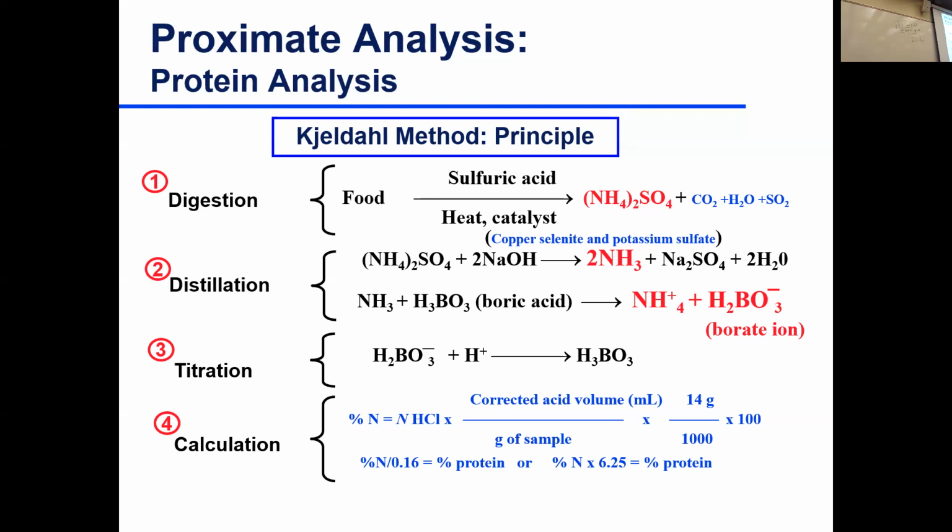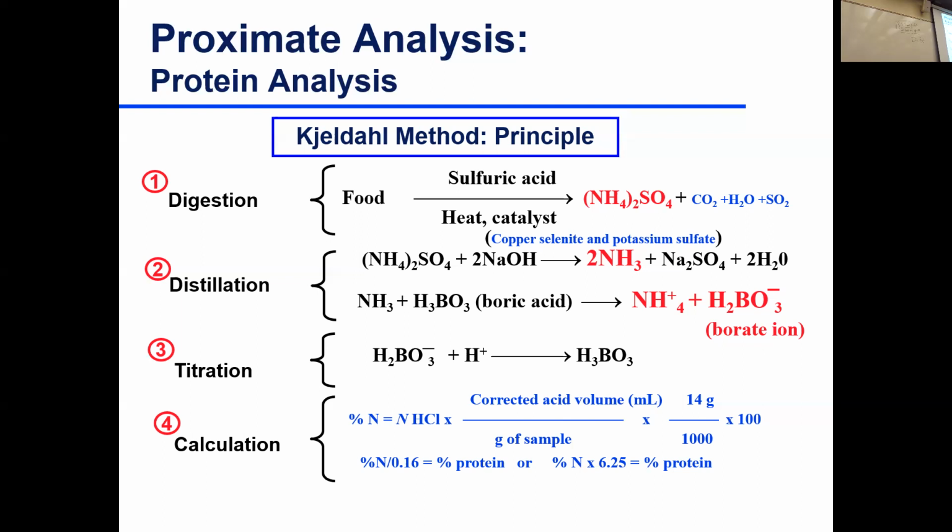In this case, we have an indicator, methyl red indicator. With boric acid, the methyl red is red, color red. When you have ammonia, you form ammonium borate. Now this is basic, then it will convert to yellow. So now you have a yellow solution because now you have ammonium borate.